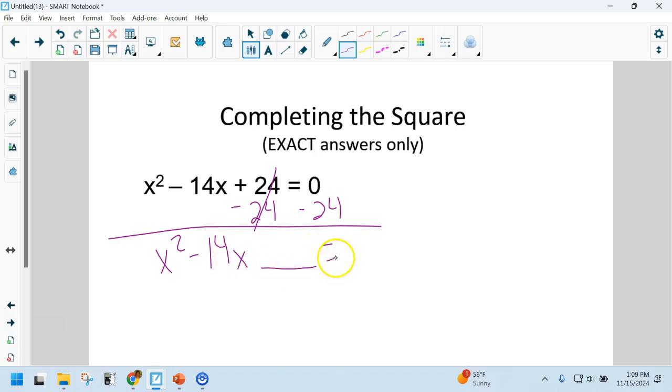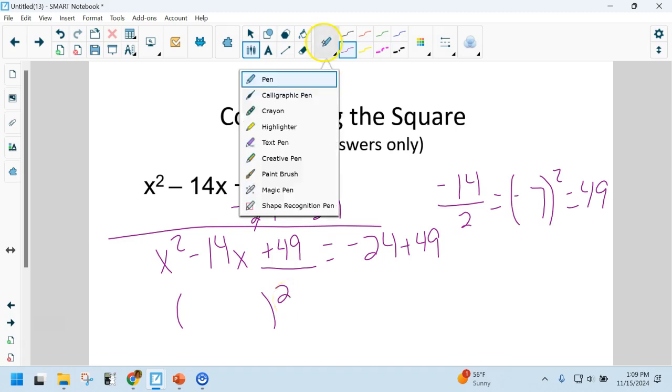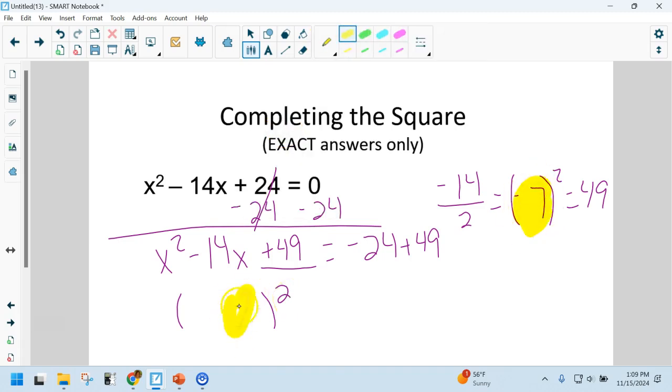I'm going to move that 24 over so that it's out of my way. I'm going to take that -14 and divide it by 2, which gives me -7. Squared, a negative number squared is always positive. So I'm going to add 49 to this side and add 49 to this side. Adding the 49 makes it perfect so that I can take this -7 and put it down here. When I factor, it's going to be x minus 7 in the parentheses. -24 and 49 is 25.